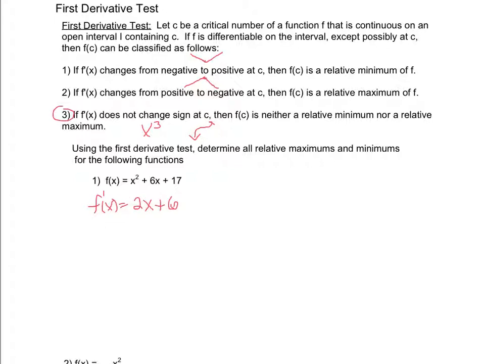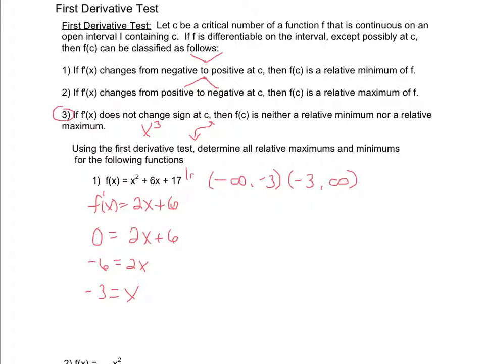Finding my critical numbers, I set my derivative equal to 0. Since it's linear, I can subtract 6 and divide by 2 to get only one critical value at negative 3. Since I'm not given an interval, I can assume it's an open interval across the domain. Of course, the domain of a polynomial is all real numbers. And I'm going to go ahead and say that my interval goes from negative infinity up to negative 3, from negative 3 up to positive infinity.